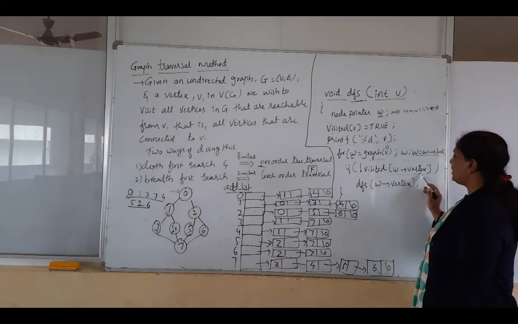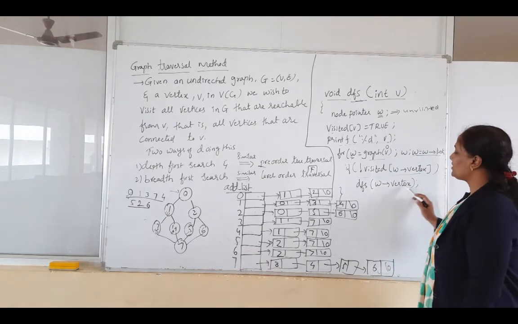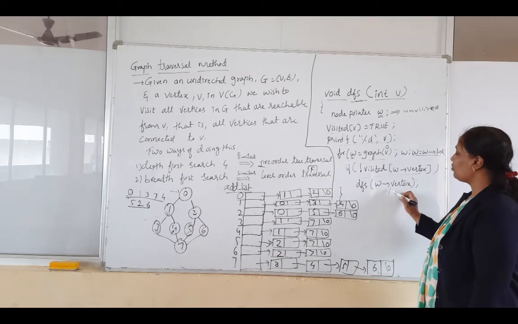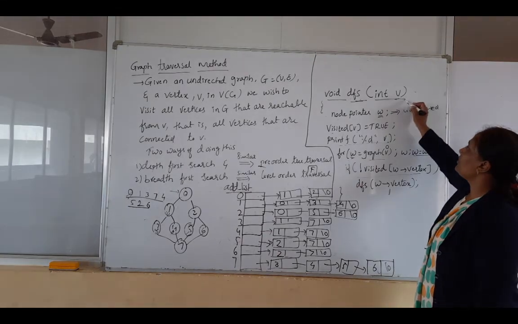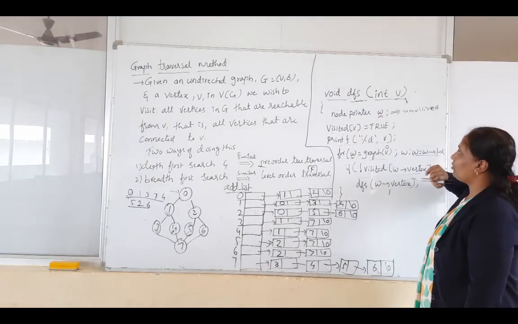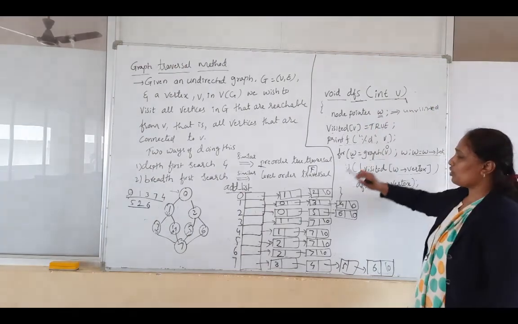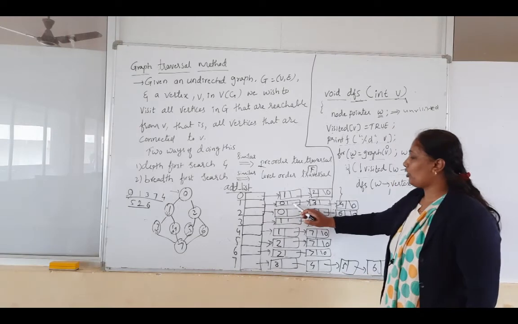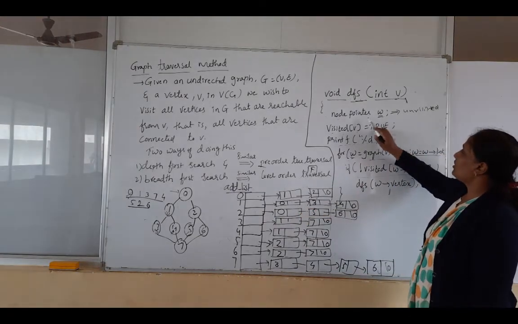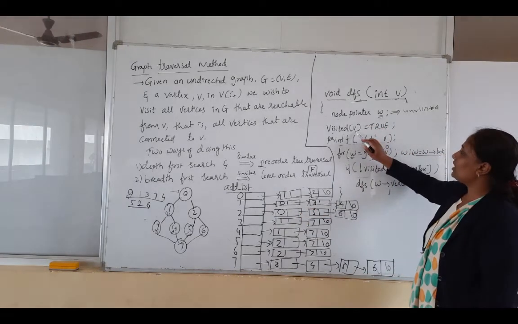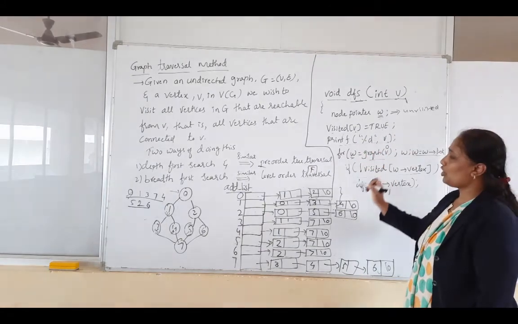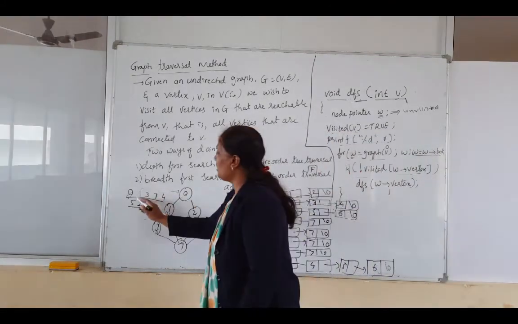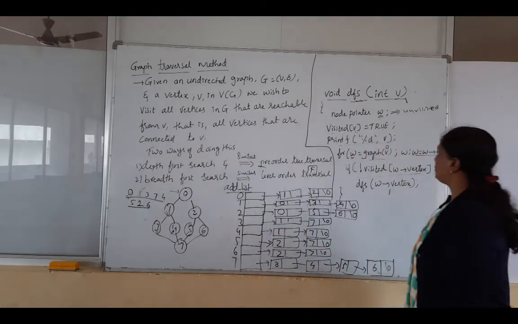If it is not visited, then you are going to call this DFS by passing that 1. Now 1 is passed to this DFS. So now what is the V value here? It is 1 now. Next, node pointer W. Next you are going to check what? So visited V: you are going to make 1 as visited. You are going to set its value to true.